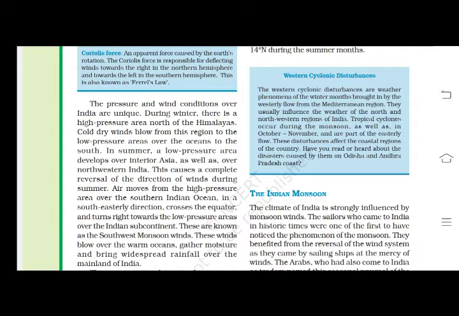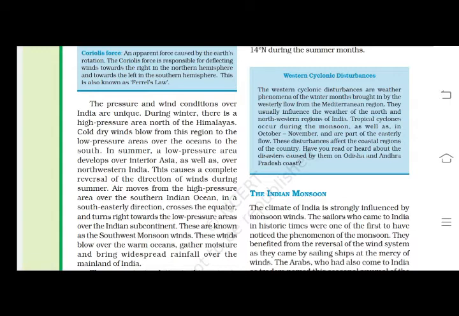Air moves from the high pressure area over the southern Indian Ocean in a southeasterly direction and crosses the equator. Now what happens? These air masses turn right towards the low pressure area over the Indian subcontinent, just because of the Coriolis force. These are known as southwest monsoon winds. These winds blow over the warm oceans, gather moisture and bring widespread rainfall over the mainland of India.